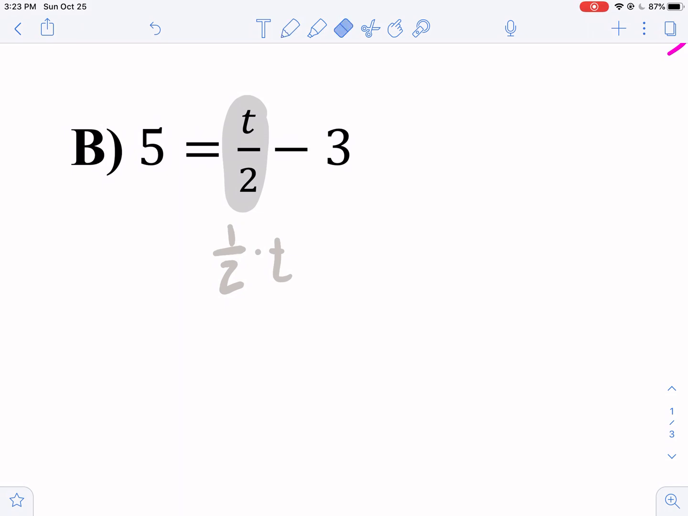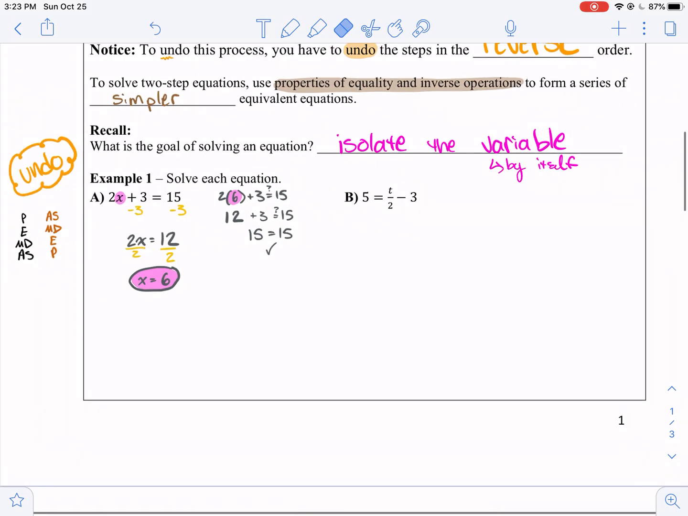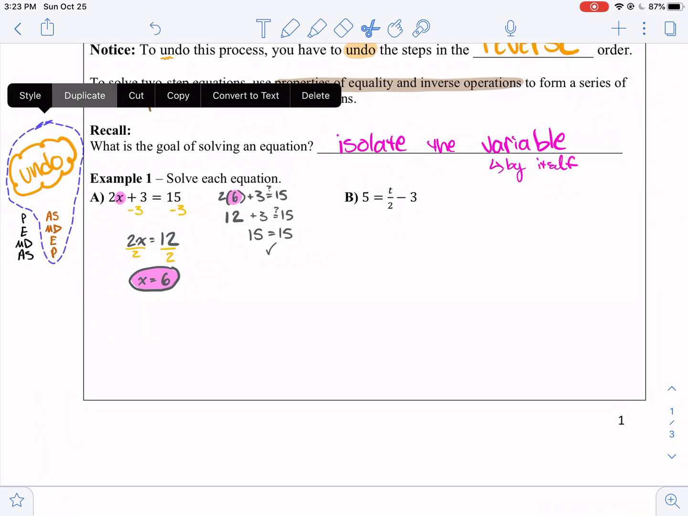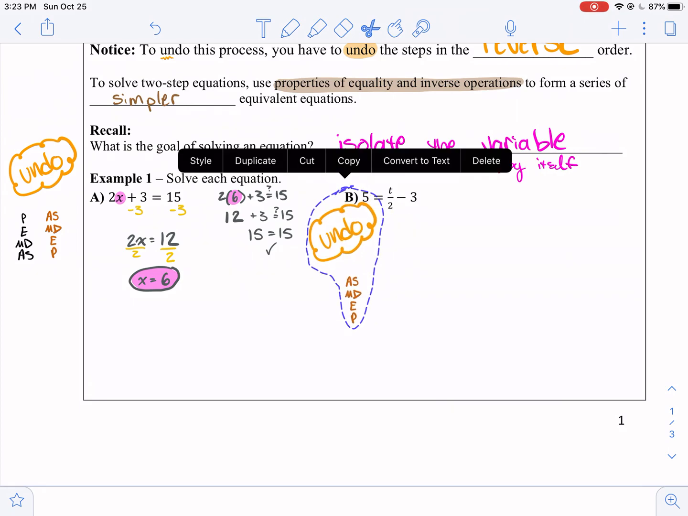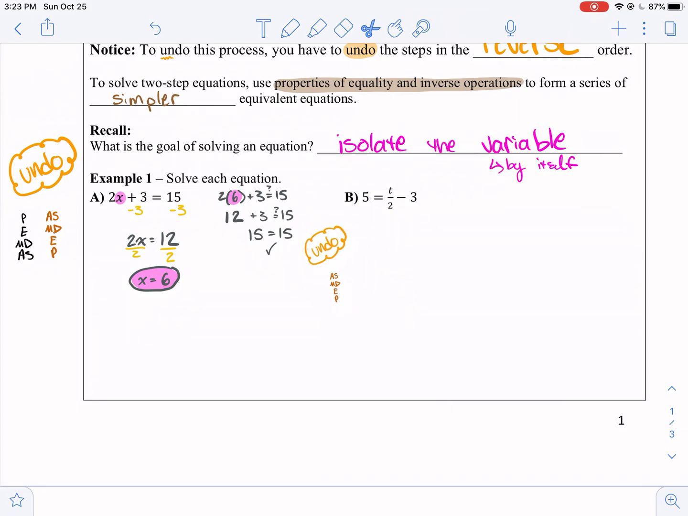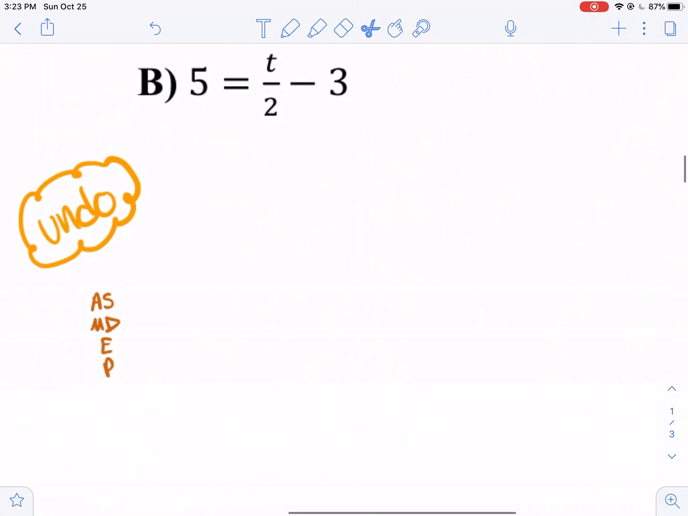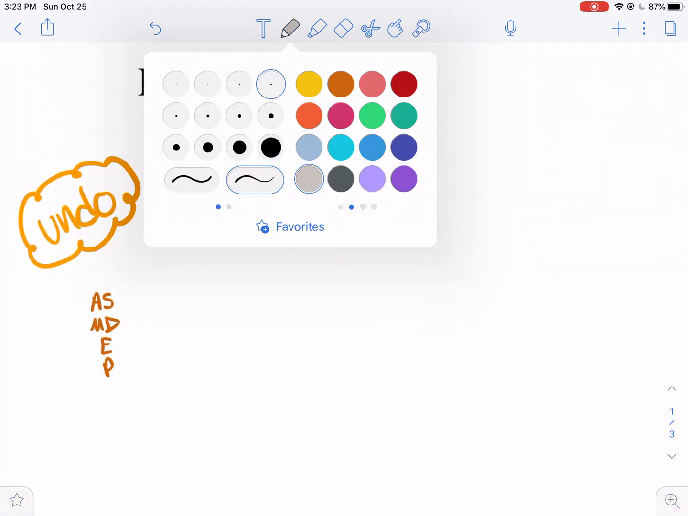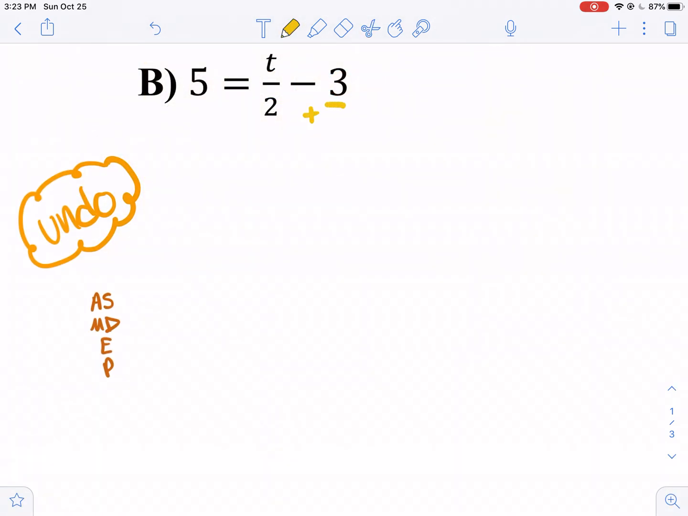I'm going to leave it as t divided by 2. So again, we want to undo what's happening to our variable, and we're going to do that in this order. First, add or subtract. So we're going to add 3 to undo the minus 3. And we get 5 plus 3 is 8 equals t divided by 2.